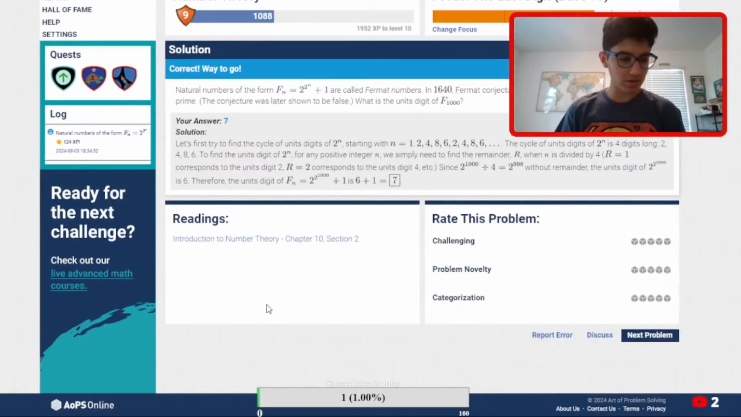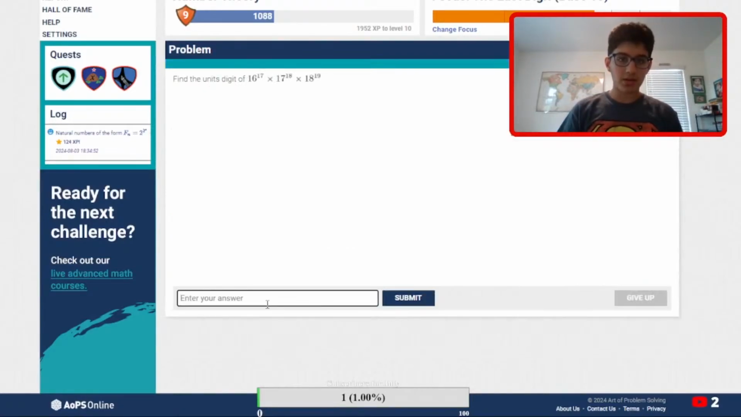Okay, yeah, I just got confused by n is equal to 0. Oh, and never mind. They already said that n equals 0 doesn't work. So that's kind of stupid of me. But that's fine. Find the units digit of this. So, yeah, we'll do that.